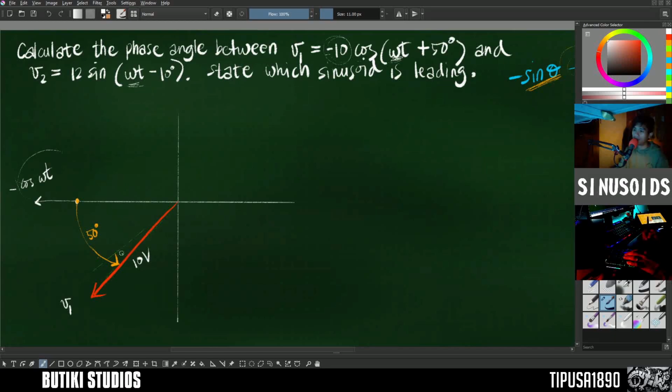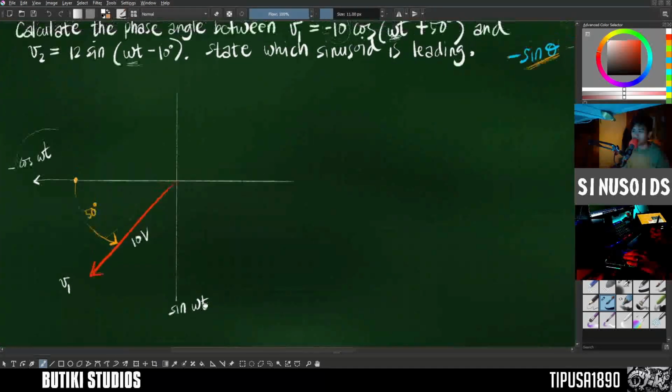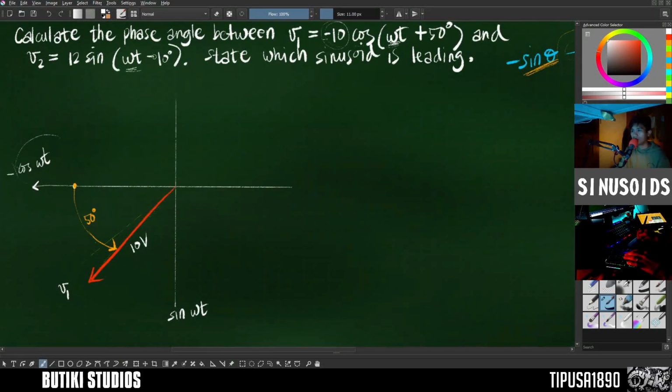Kay kanang 10 diri, di ba, amplitude na yung 10. Kanang 12 dia, amplitude na siya sa imong V sub 2. So mitabuan ni man ang atong positive sign. So ang atong positive sign is, di ba, sin omega t, positive na siya. Then nag-minus man ta og 10 degrees.